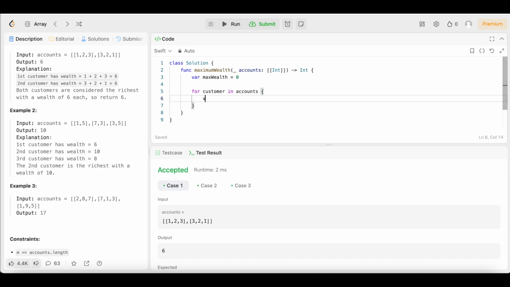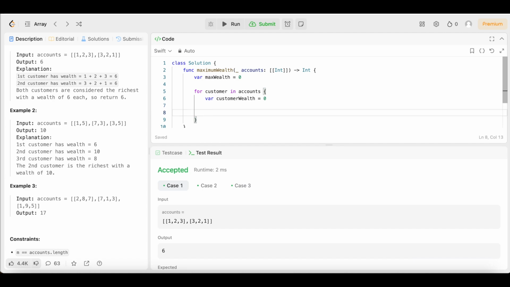Then we're going to come down here, and we're going to declare another variable called customer wealth, and this is going to keep track of all of the customers' wealth in the problem. We're going to set that equal to 0. Then we're going to say for bank account in customer. So now we're looking at each customer. Now we're looking at the elements in each customer, because remember, this is the customer, and each one of these elements represents how much is in the bank account.